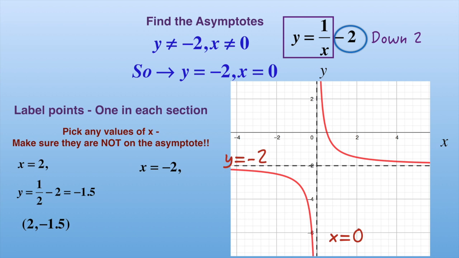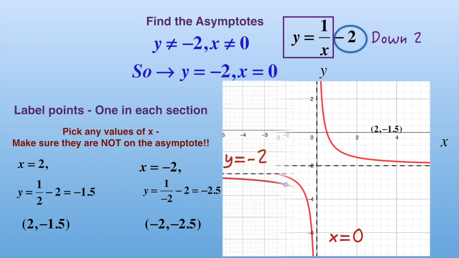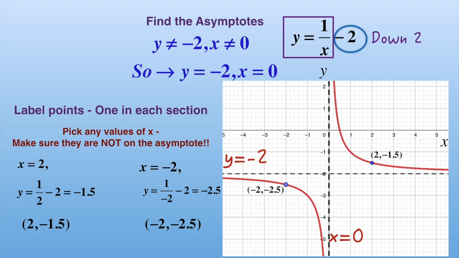Then I substitute in x equals minus 2 to get the y value. And I get minus 2, comma, minus 2.5. And then of course I need to plot those points on my new graph.